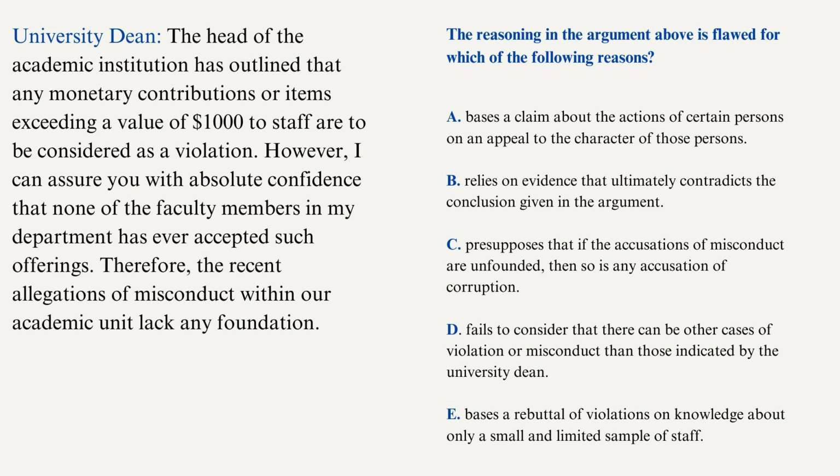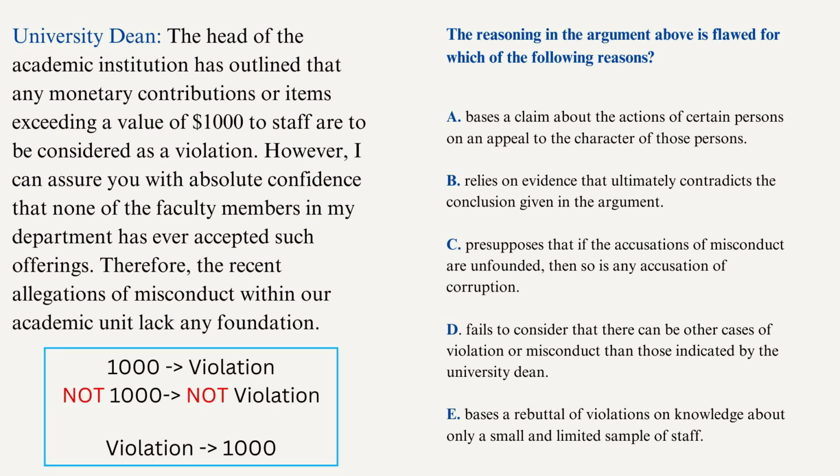Therefore, the recent allegations of misconduct within our academic unit lack any foundation. And okay, why? How do we know this? Well, one place to start with is the first sentence, which is a conditional. And in simple terms, they're saying if there's a monetary contribution that exceeds 1,000, then that is a violation. Later on, the dean mentioned that he knows for a fact that no department faculty ever took such an offering. And from this, he concludes there was no violation.